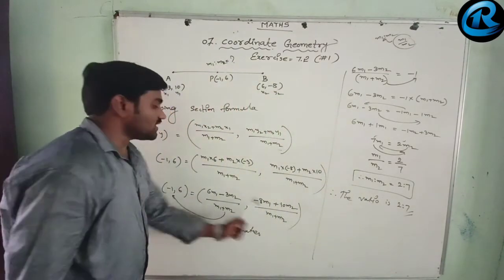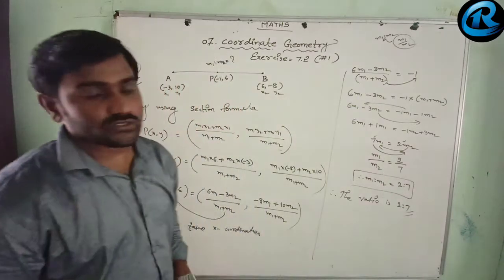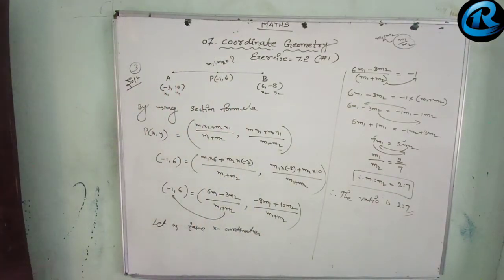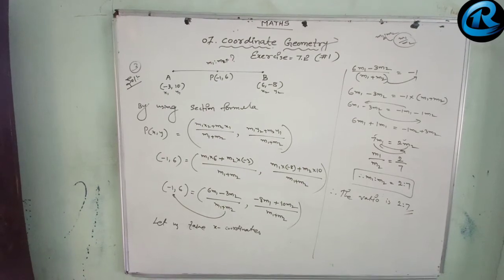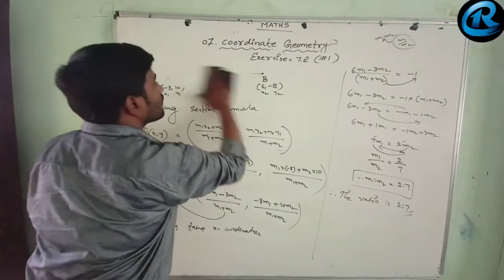If you take y coordinates equal, y coordinates ని ఈక్వల్ చేసి ఇలాగే చేయండి, మీకు అంతే ఆన్సర్ వస్తుంది, 2 is to 7 వస్తుంది. Okay, so this is our solution, children. Now we go for question number 4.